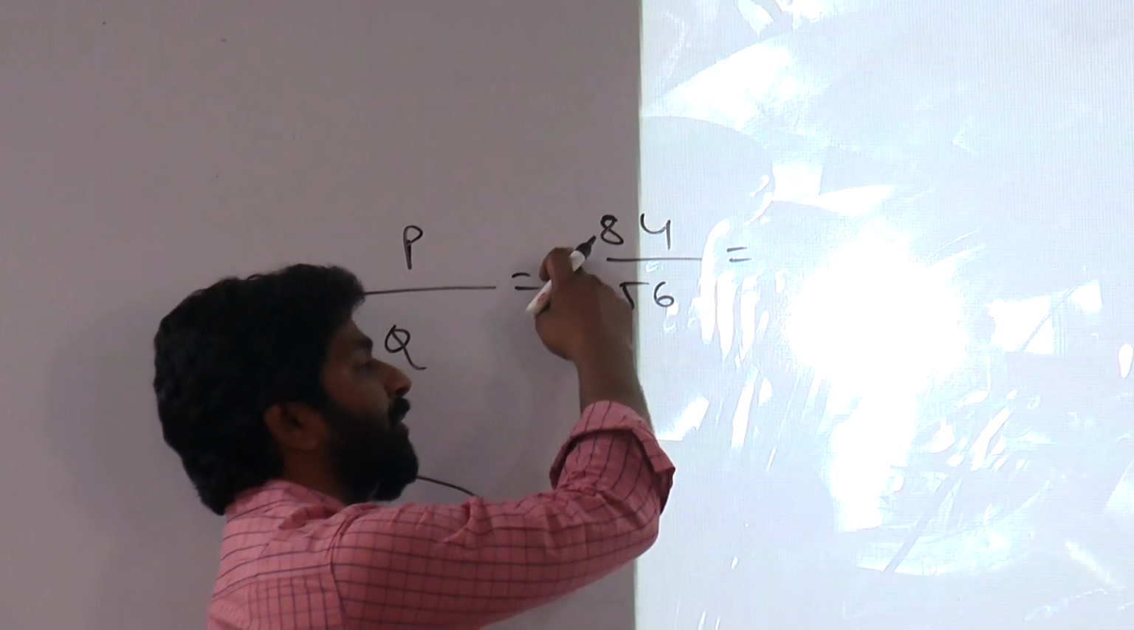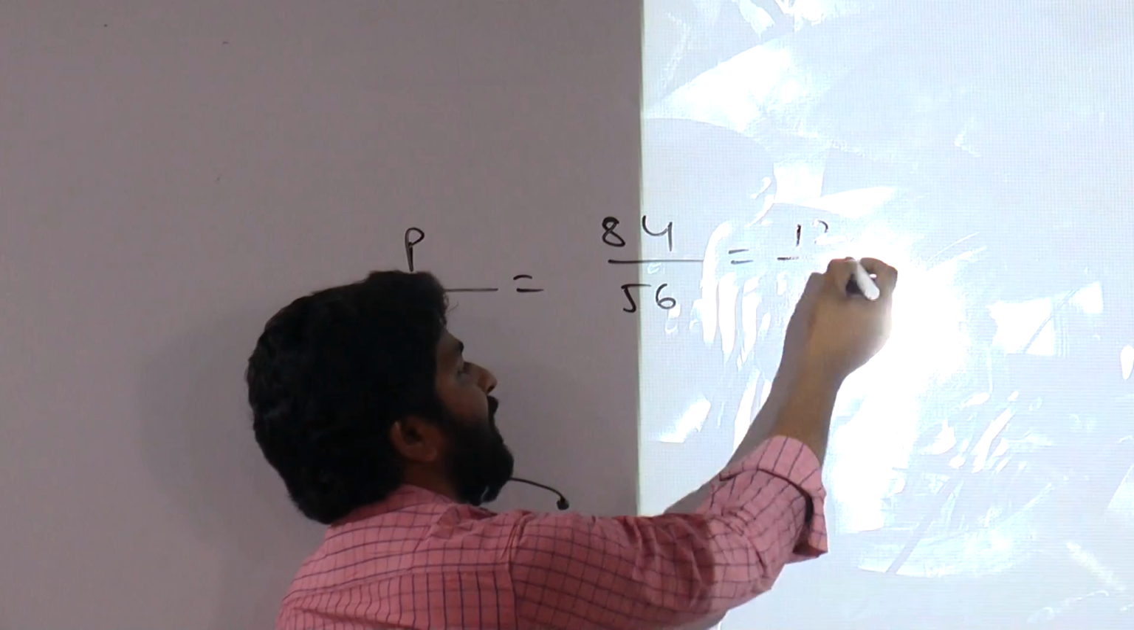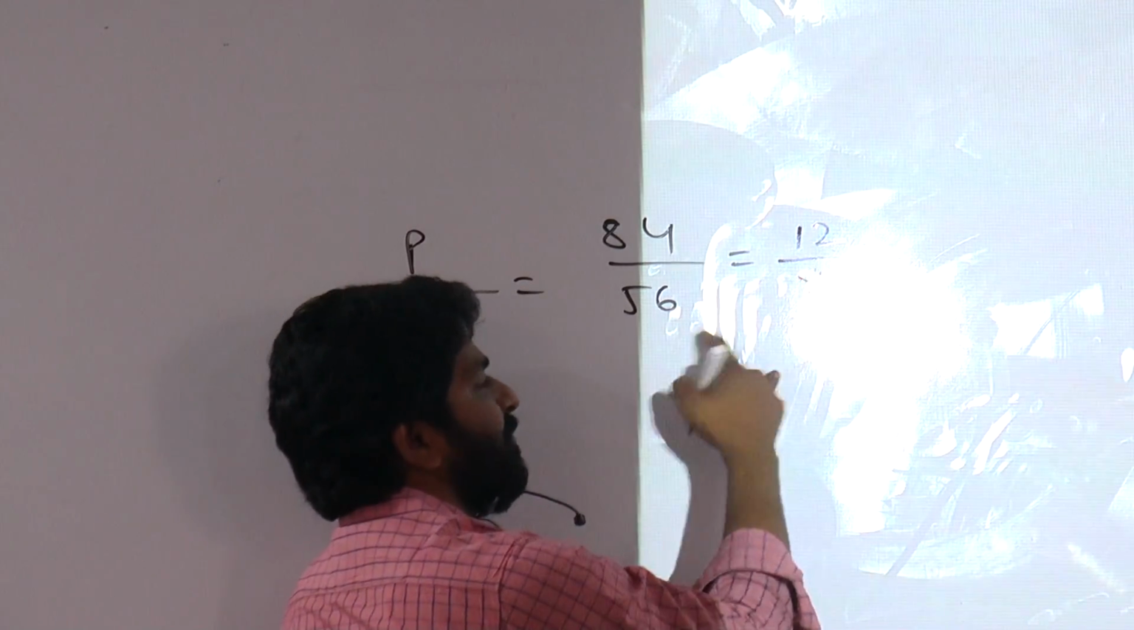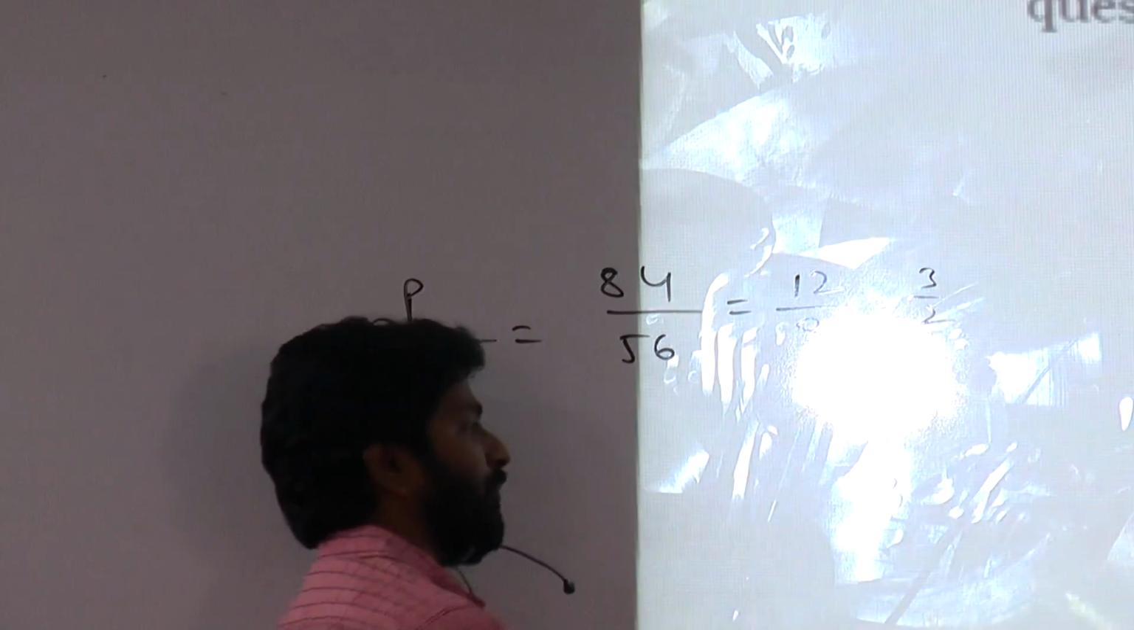For timing, let's do it with 7. 7, this will be 12 times and this is 8 times. So 3 by 2, 3 is to 2 is the answer.